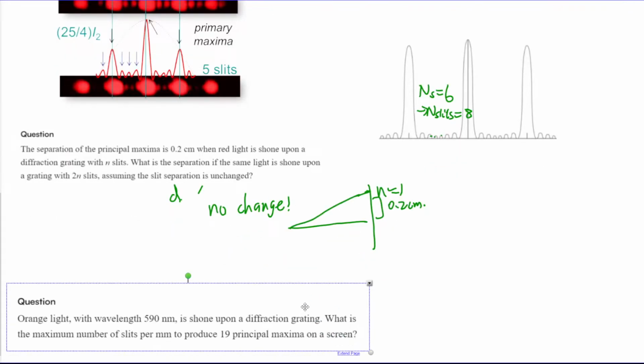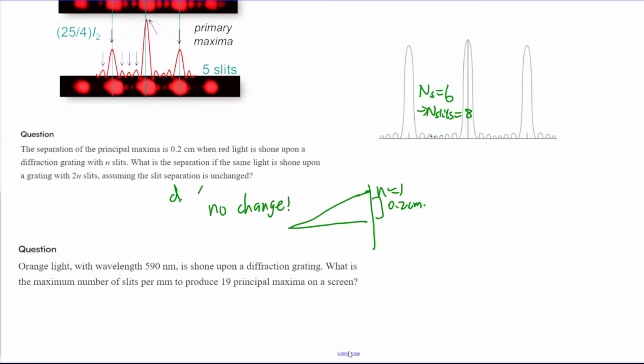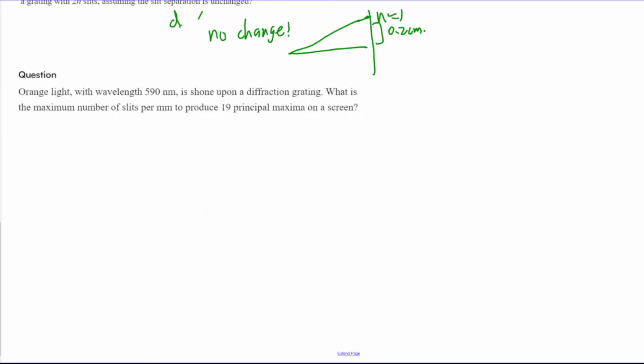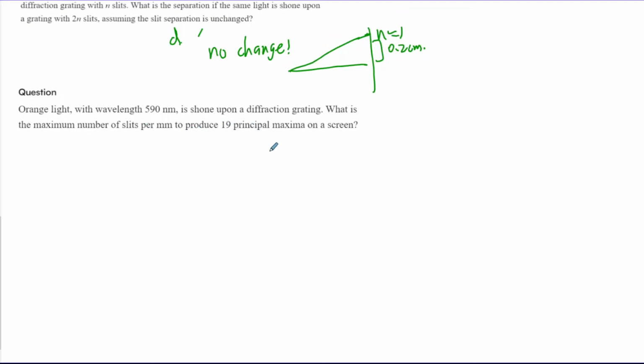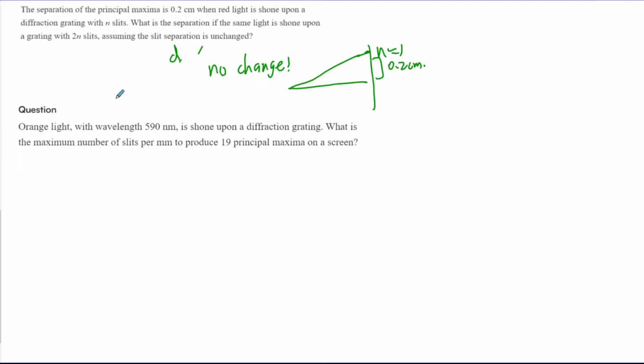All right. Last but not least, something like this. Orange light with wavelength 590 nanometers is shone upon a diffraction grating. What's the maximum number of slits per millimeter that produced 19 principal maxima on the screen? Which means the maximum one is, it says 19 principal maxima. Be careful, it's symmetrical, right? Which means 19 would be 1 central and 9 over here and 9 over here. Okay, so the order number is actually equal to 9. Now, what's the maximum number of slits per millimeter?